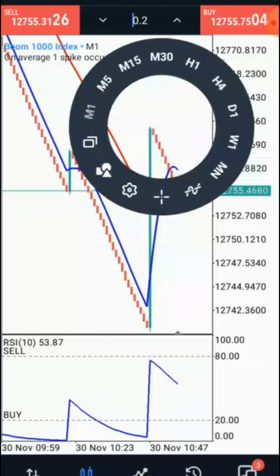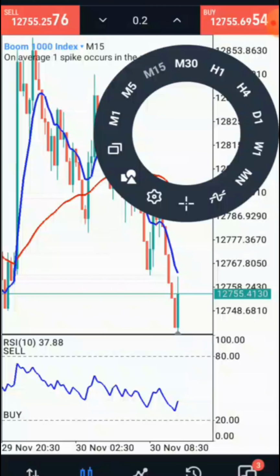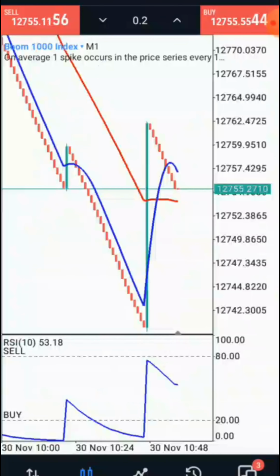Let's quickly look at how we can use this strategy in Boom. In Boom, you first of all check on your 15-minute time frame. You want the price to be below this red line. So that's the first condition. Currently, this is what is taking place. Once that is the condition, you then move to your 1 minute time frame.